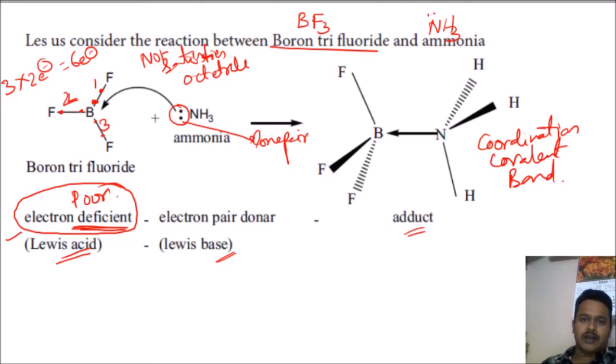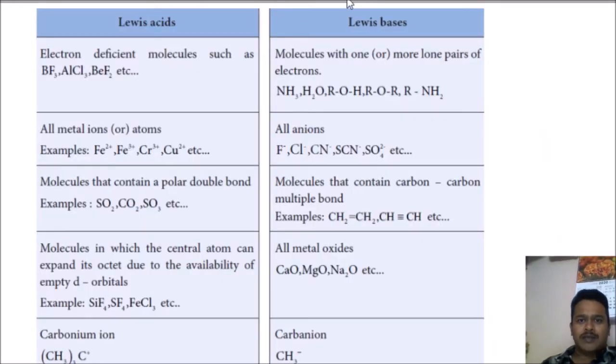Okay, here some differences we will see. This will come as a 2 marks or 3 marks question in your examination. Easy only. Lewis acids and Lewis bases. Acids are electron deficient molecules such as BF3, AlCl3, BeF2. Electron deficient, electron poor species, because they do not satisfy their octet. So they are all called Lewis acids.